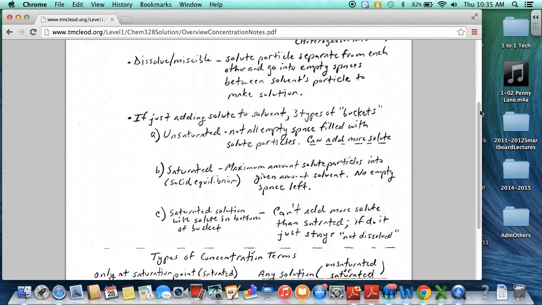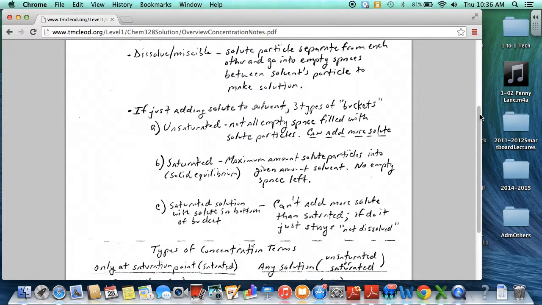And then if you keep on adding solute after that, you simply accumulate the added solute at the bottom of the bucket, or floating on the top, because you can't add any more solute base particles in between the solvent's base particles, since there's no more empty space. So what you get is a saturated solution with the solute either on the bottom or the top, depending on its density, and you have not dissolved any more solute.